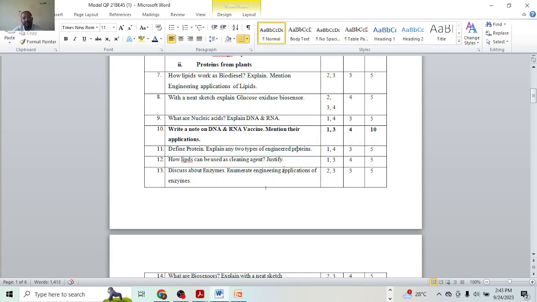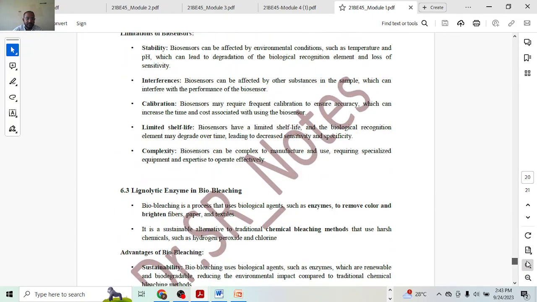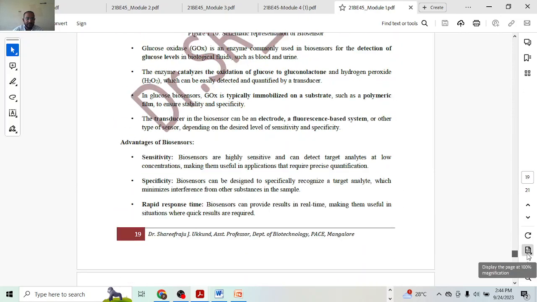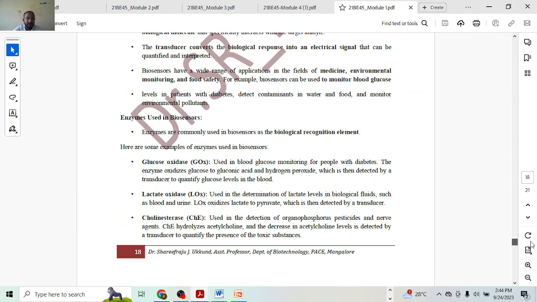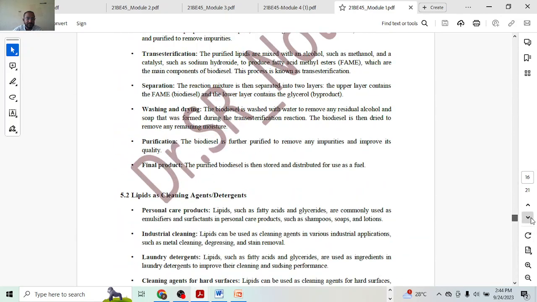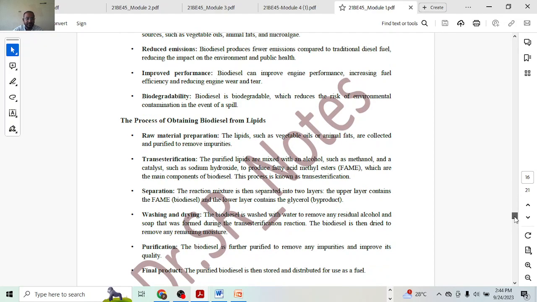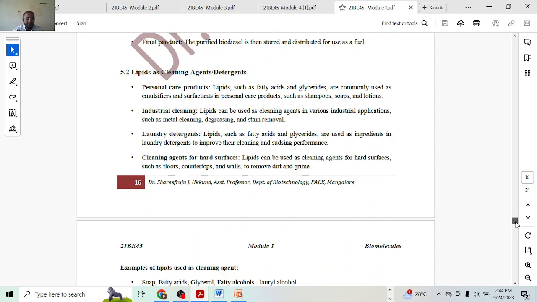Next, how lipids can be used in cleaning agents. Justify. So you need to justify how lipids are used in cleaning agents. So you can see the last topic as lipid. Where are lipids? Just before the last topic. Yes, here it is. Lipid as biodiesel. You have to write how it is used as detergent. So this is topic 5.2, which is a subtopic under lipids, that is lipids as cleaning agents or detergents.